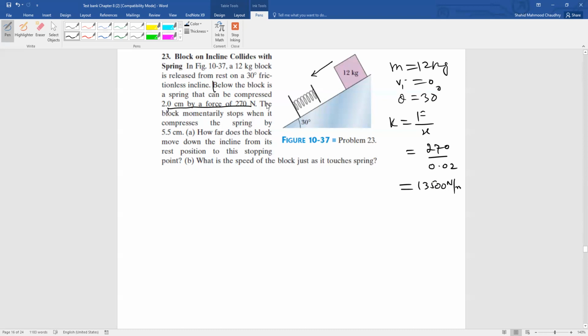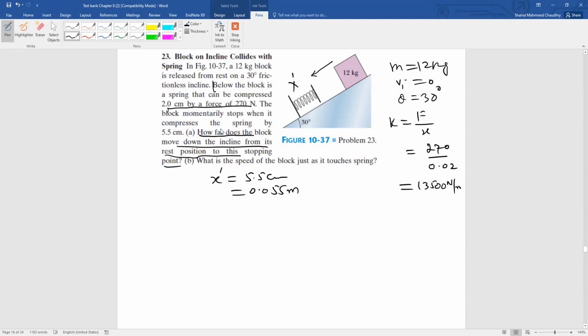Now the question is starting. The block momentarily stops when it compresses the spring by this one. This x is different and this x is different. Now the question is starting here. When x dash is 5.5 centimeter, the block is momentarily at rest. The question is, how far does the block move down the incline from its rest position to the stopping point? So we have to find this x dash value, this x value.